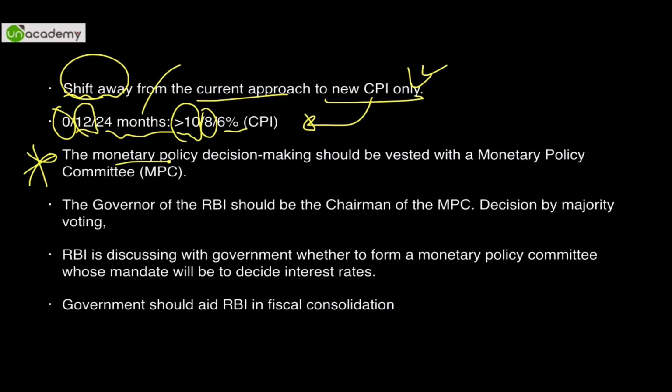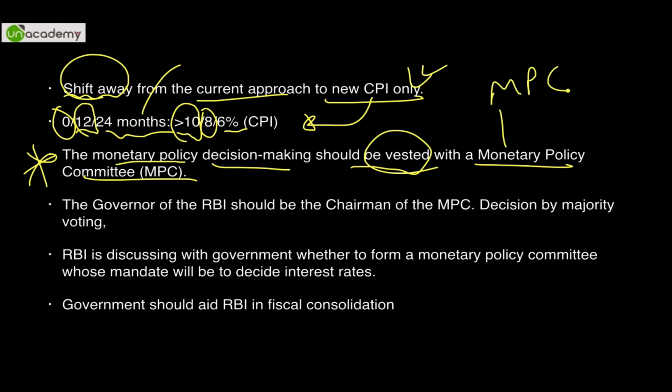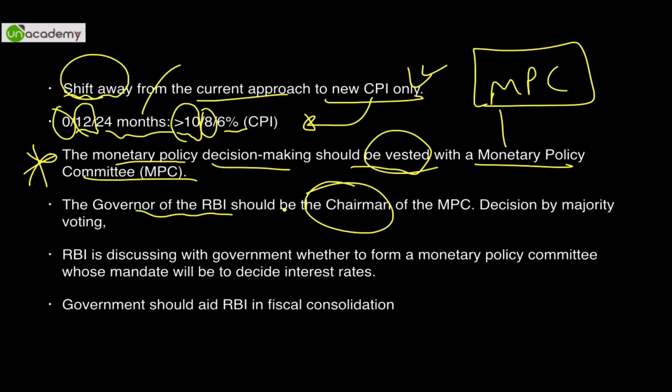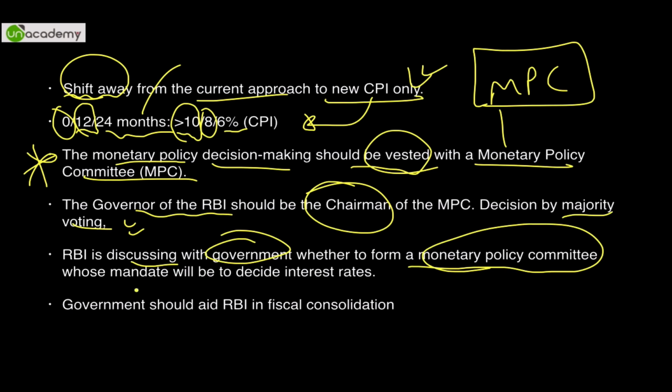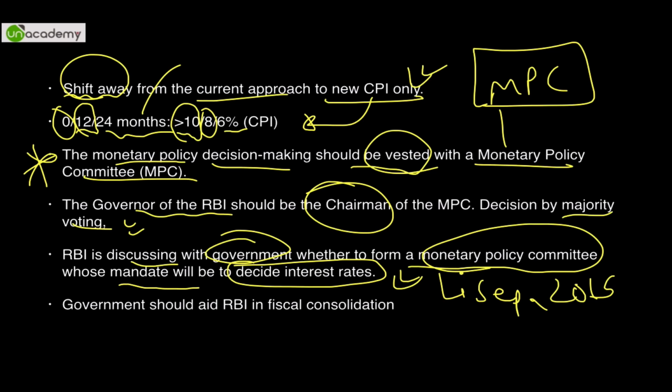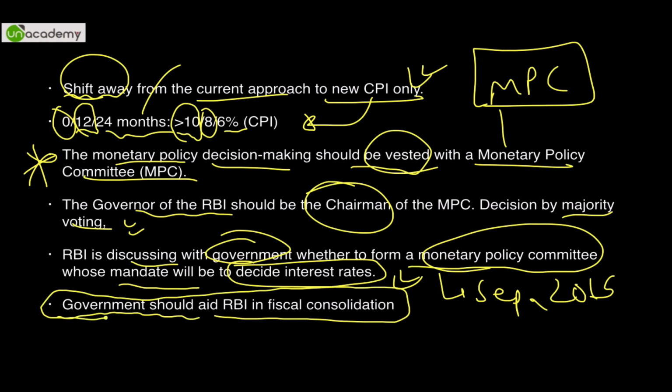Now this is again very crucial, please focus here: monetary policy decision making should be vested with the monetary policy committee. The MPC was supposed to have the Governor of RBI as the chairman, to take all the major decisions by majority vote with respect to monetary policy. RBI is discussing with the government to form a monetary policy committee whose mandate will be to decide the interest rate. This is going on as per September 2015 news, so it is a current development in this field. Finally, the recommendation is that the government should aid RBI in fiscal consolidation as well.